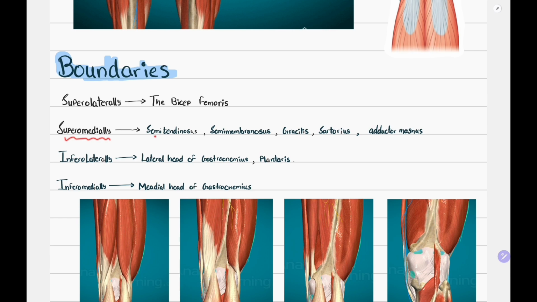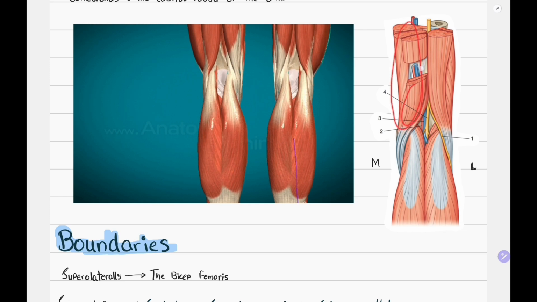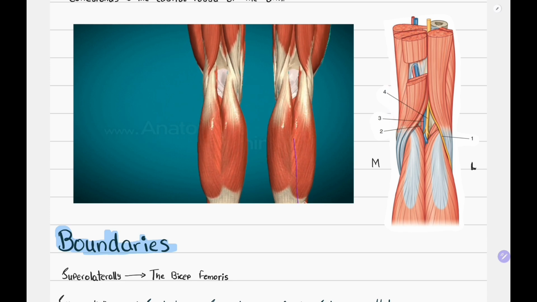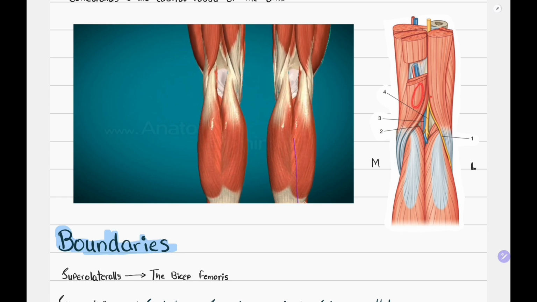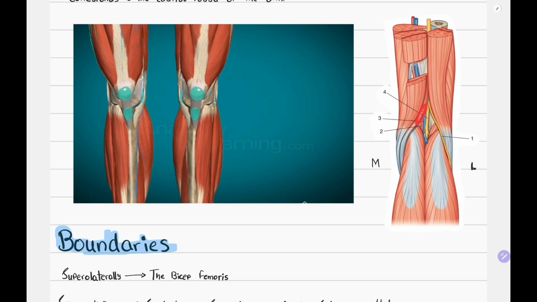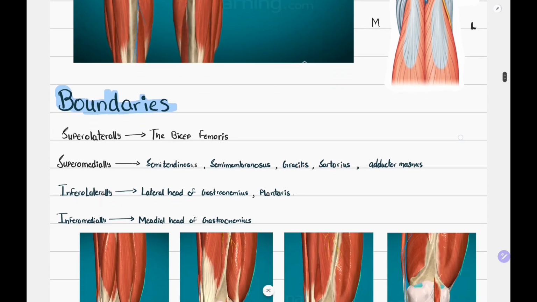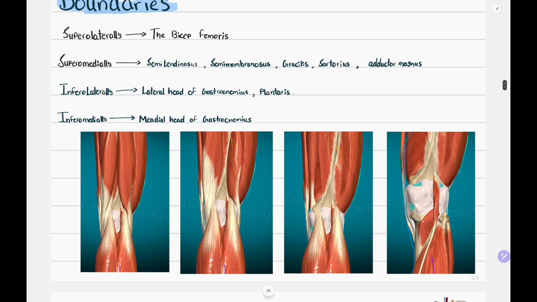Similarly, superomedially it is formed by five muscles: semitendinosus, semimembranosus, gracilis, sartorius, and adductor magnus. This group of superomedial muscles constitutes the superomedial boundary of the popliteal fossa. This is our semitendinosus muscle. Beneath it is the semimembranosus muscle, and beneath that is the adductor magnus muscle. In this diagram, you are only able to view these three muscles. The series of diagrams will make this more clear to you.